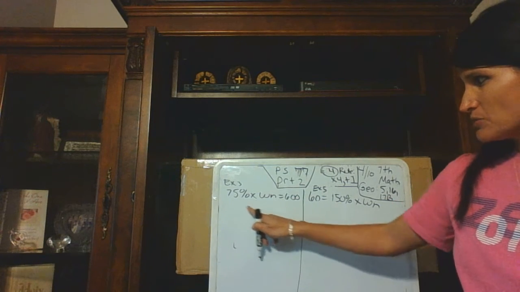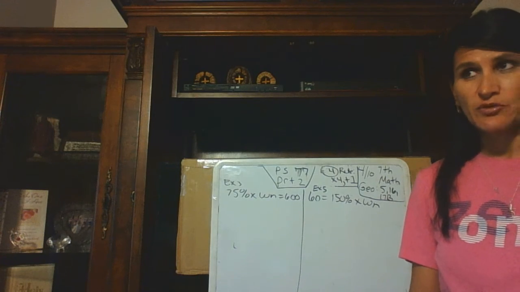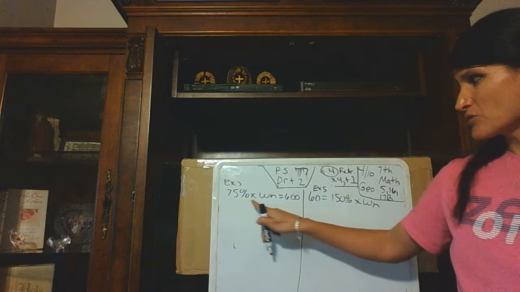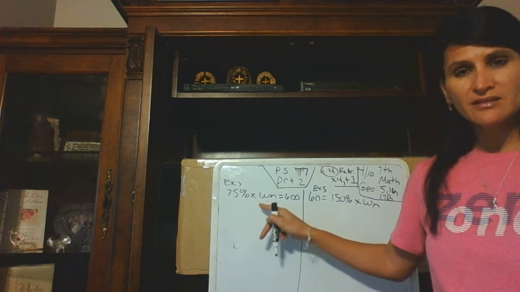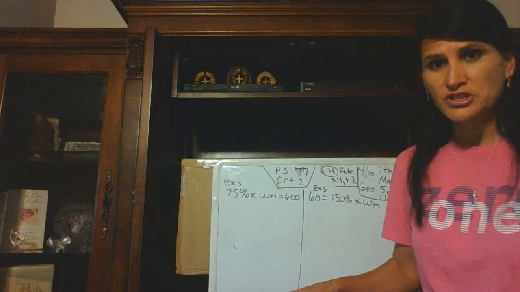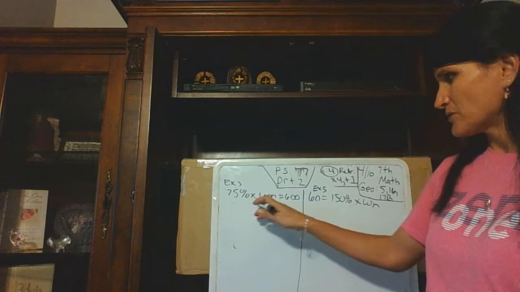Okay, I have written on the board: 75% of what number equals 600, from example 3. If you notice, I already translated the sentence for you. Again, make sure you put it exactly in the same order that the sentence says and don't change them. Because this is a percent, I'm going to say 75% of what number.